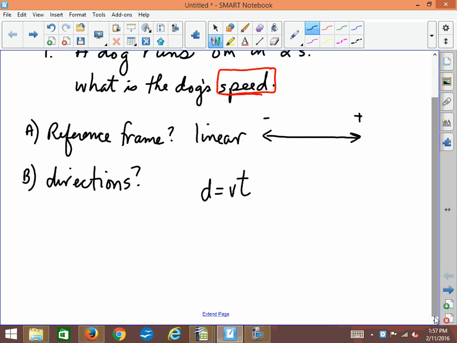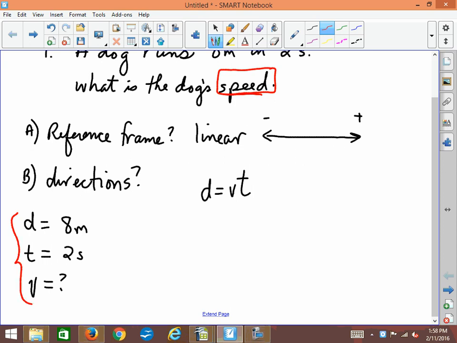So what I like to suggest is that before you jump in, you write down the stuff that you have. D, well, it said the dog ran 8 meters, so we put it there. You have a time, 2 seconds, and you're looking for a speed. And when you look at the 3 things that you have here, that's going to help you decide which formula or what tool you're going to use to solve the problem, right? Whichever has those things in it. And so this one does. And so we go over here and we write this.